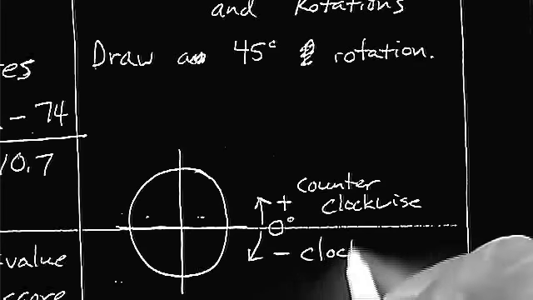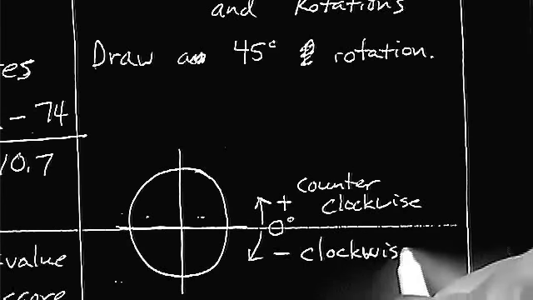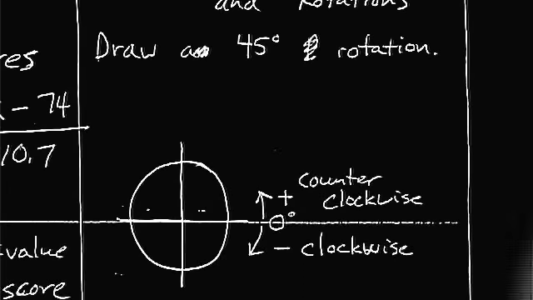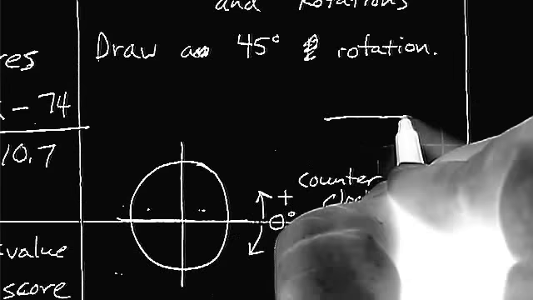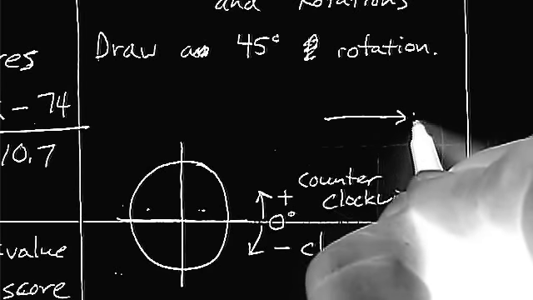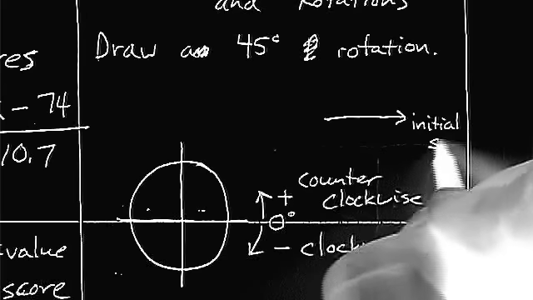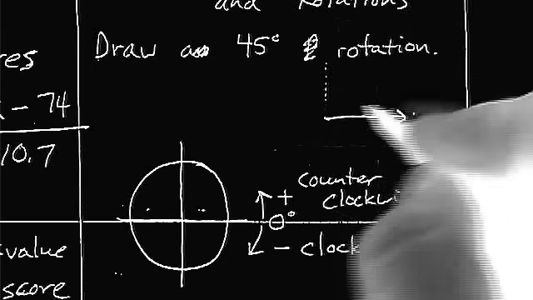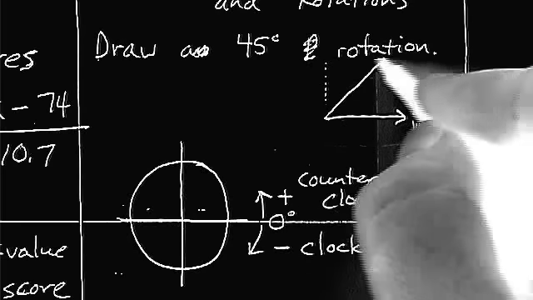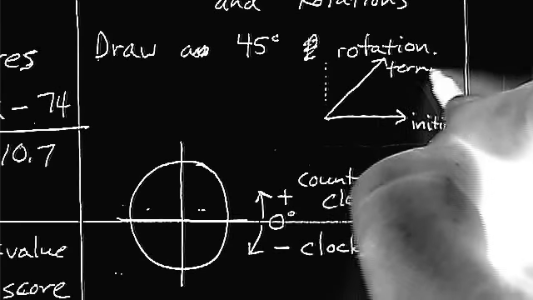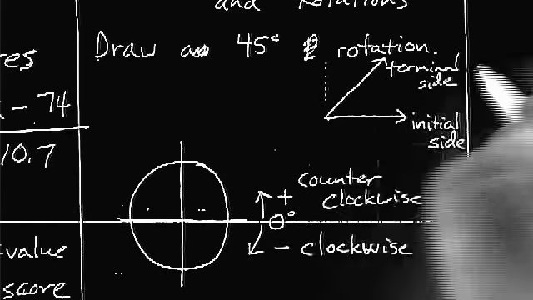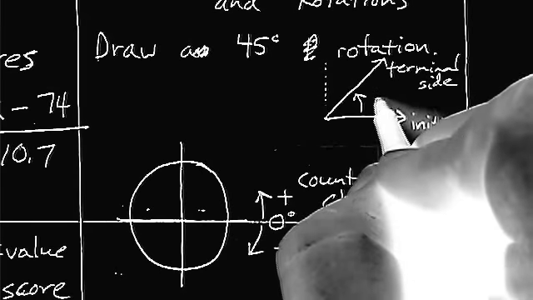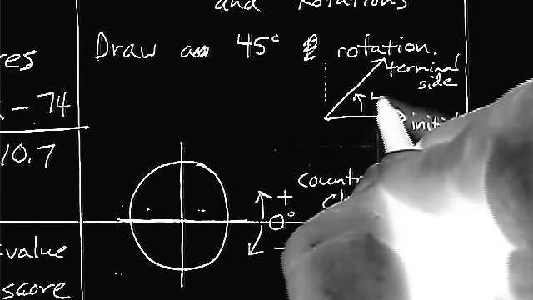And a negative rotation will move in the clockwise manner. So if it says draw a 45-degree angle rotation, of course we start here. This is called my initial side of my angle. And a 90 would be straight up like this, so we want half of that. This would be what we call the terminal side of my angle. And I draw an arrow indicating which way the rotation is going. And that is a rotation of 45 degrees.